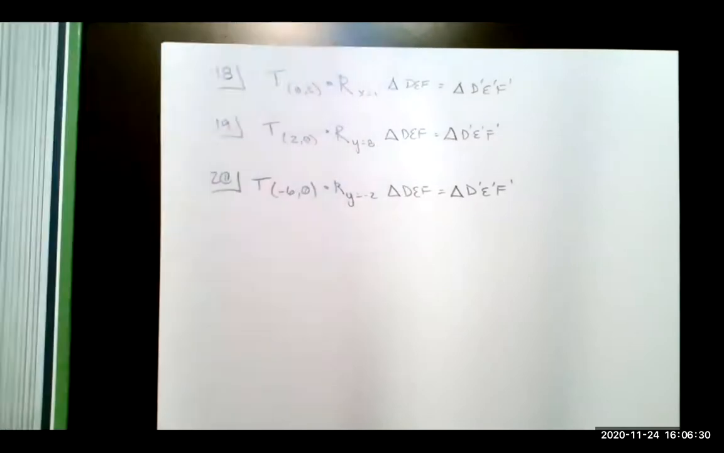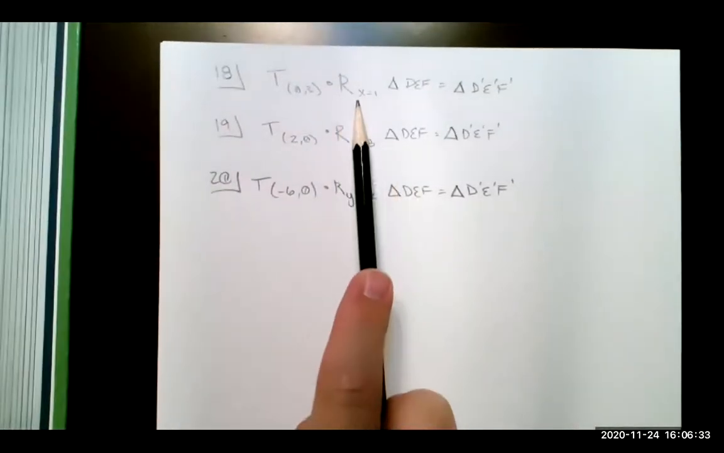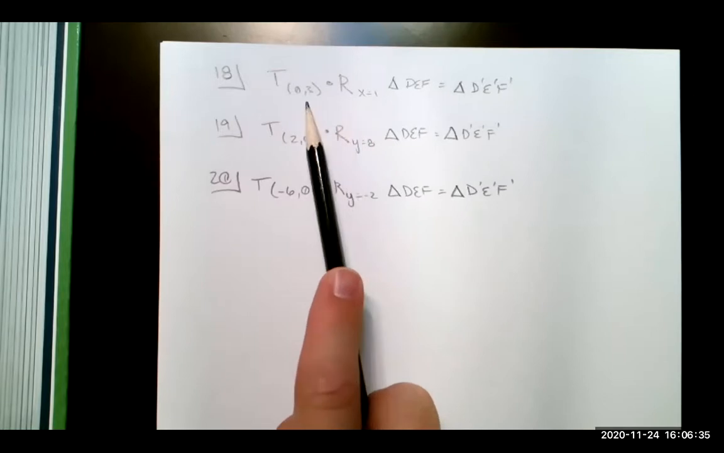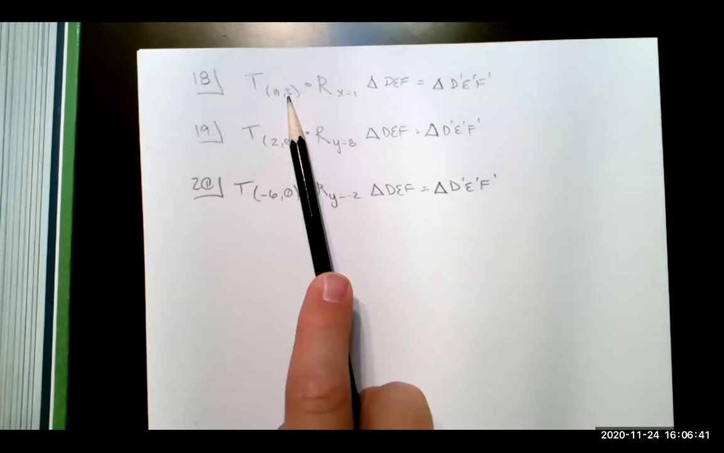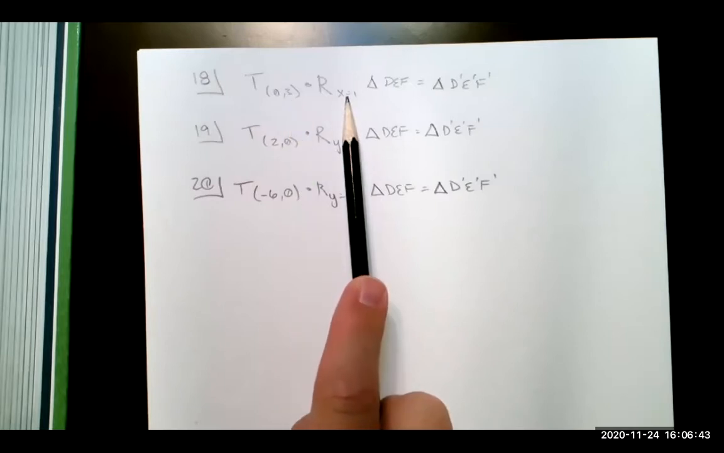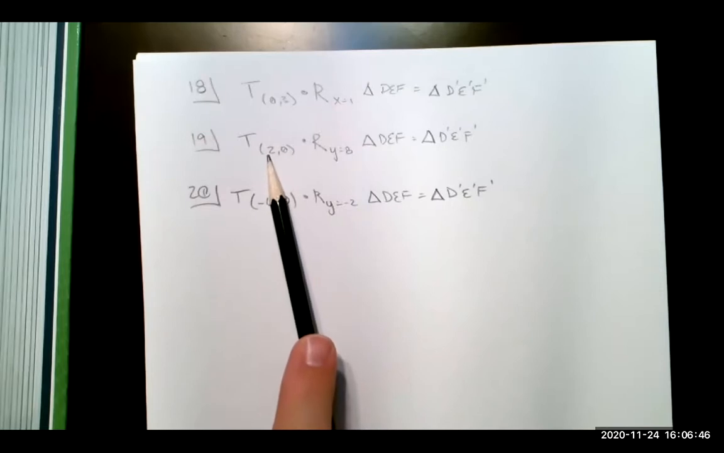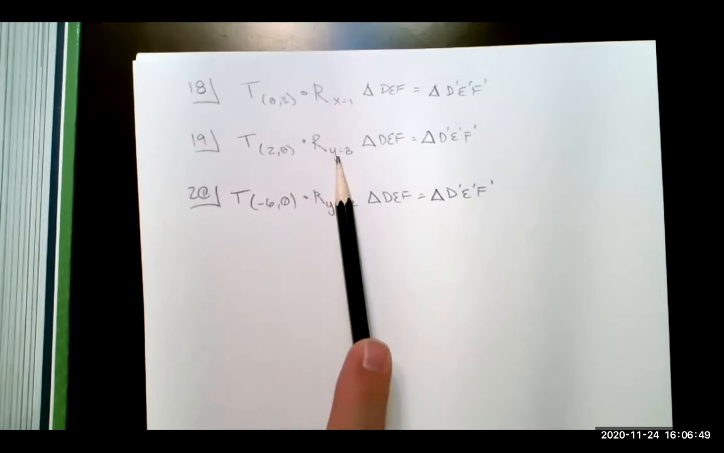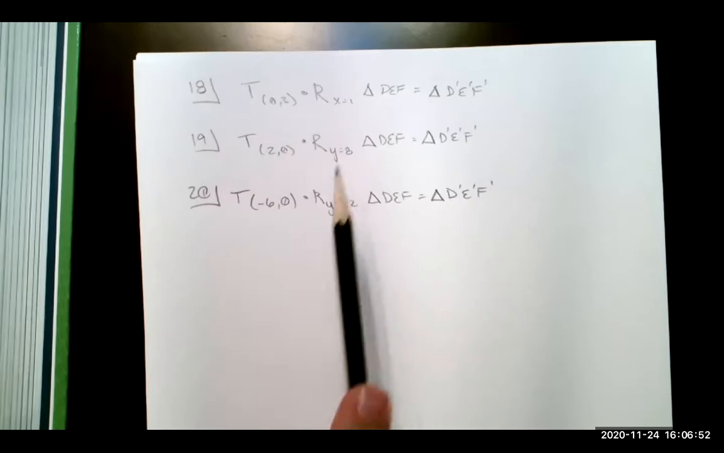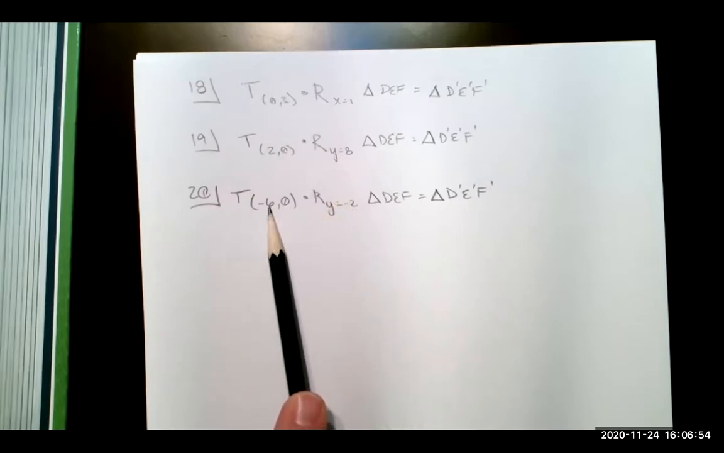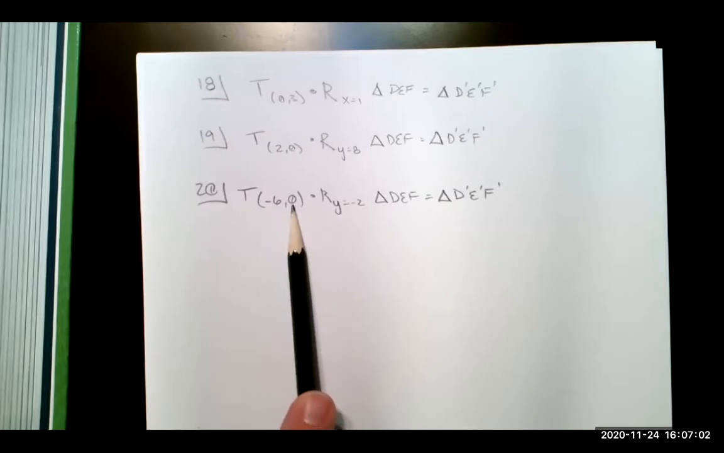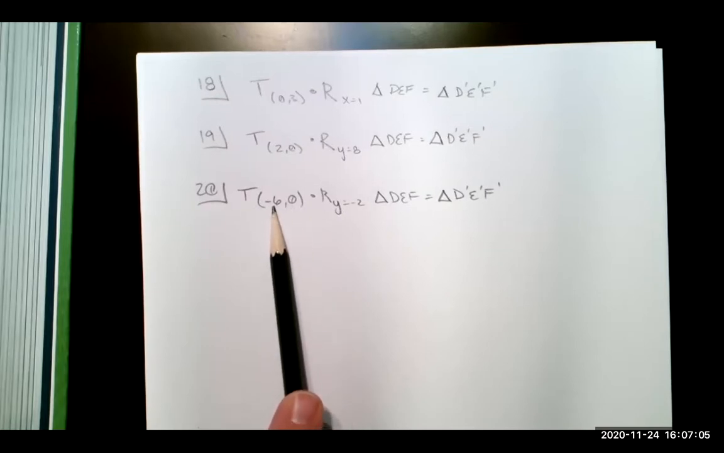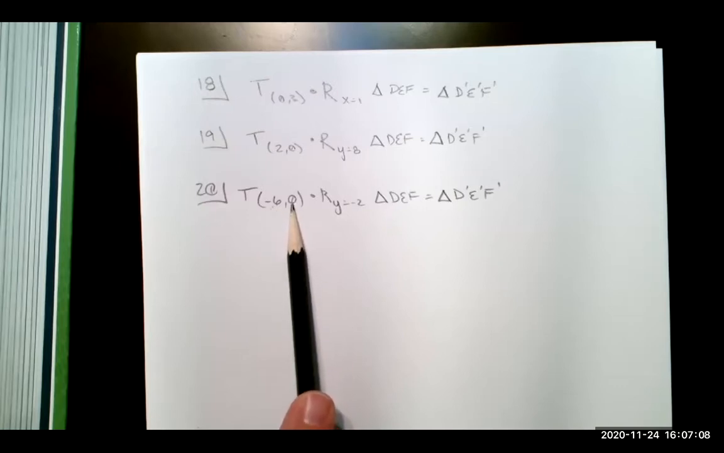Let me just emphasize what they're talking about here. Remember, you're always going to do the reflection first, but the way you write it is you start off with the transformation. So for number 18, we wanted to move 3 units up and reflect it across the line x equals 1. For number 19, we wanted to move 2 units to the right and reflect it across the line y equals 8. And for number 20, we wanted to move it 6 units to the left and reflect it across the line y equals -2. Keep in mind that these points right here tell you your x and y. So this first value will tell you to move left or right. This second value will tell you to move up or down.